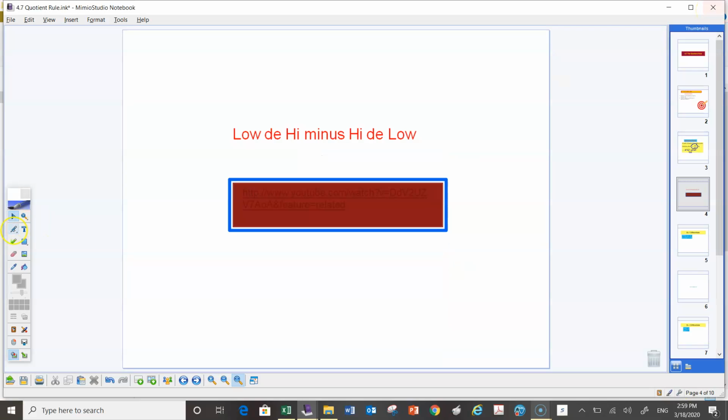Okay, I can't listen anymore, but if you want to, you can on your own. But low d high minus high d low, square the bottom, and away we go.